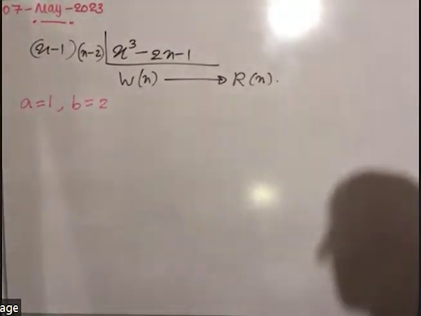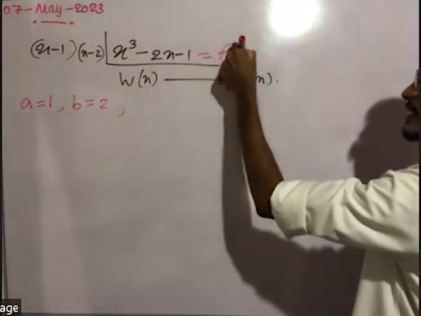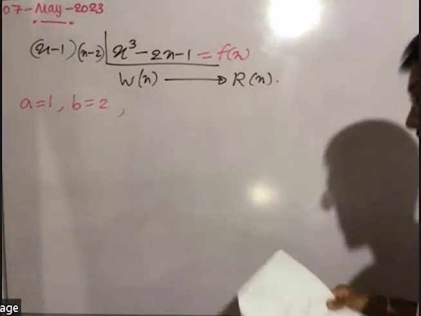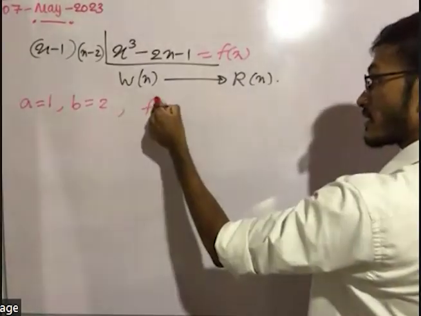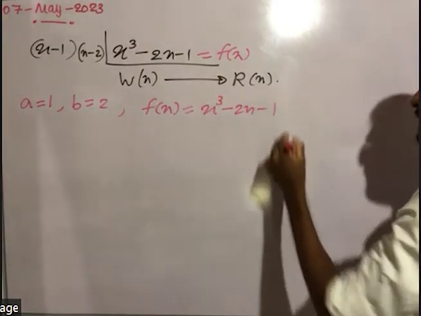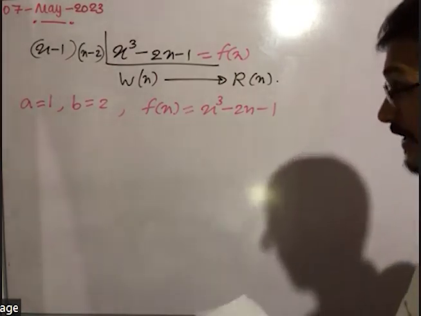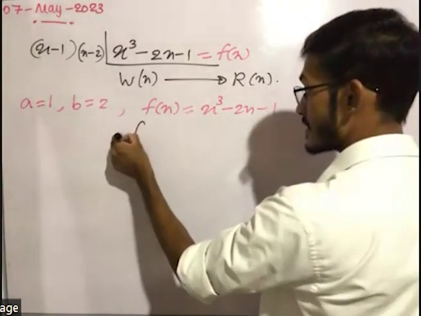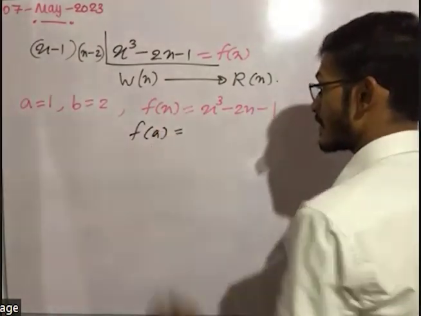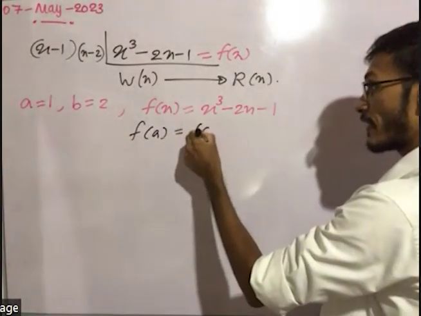Right? So here a equal to 1, b equal to 2, and this is the fx function. So fx is equal to x to the power 3 minus 2x minus 1. That is the value of the fx function. Now I'm going to find the value of fa. Fa is equal to, so here a is 1, fa equal to f1.